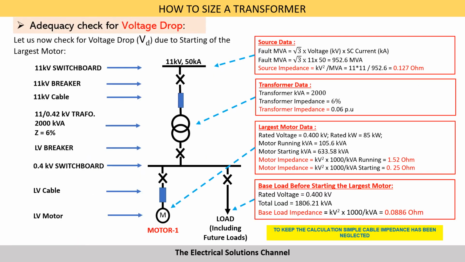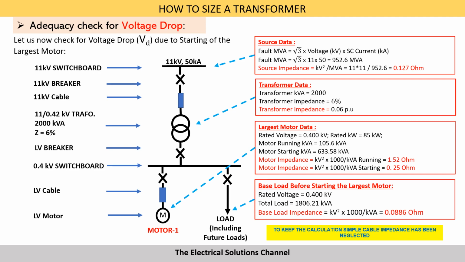We shall now check the transformer kVA rating with respect to the voltage drop during starting of the largest motor to ensure that the transformer kVA rating is adequate. For this purpose, we shall calculate the impedance values of the source, the transformer, motor and the base load. Cables have been neglected for our case to keep the calculation simple.